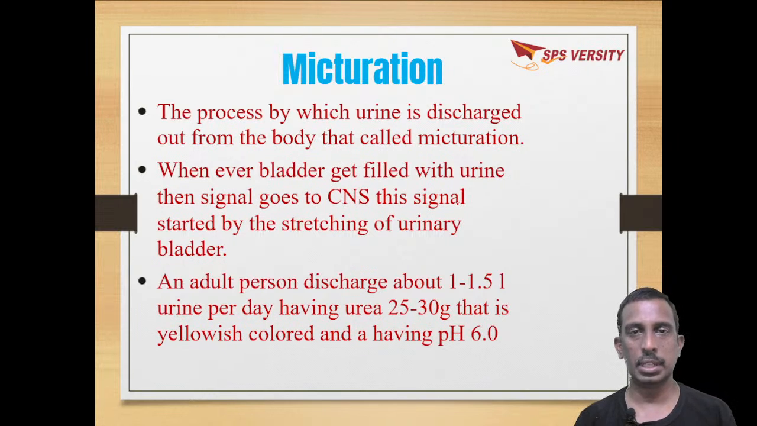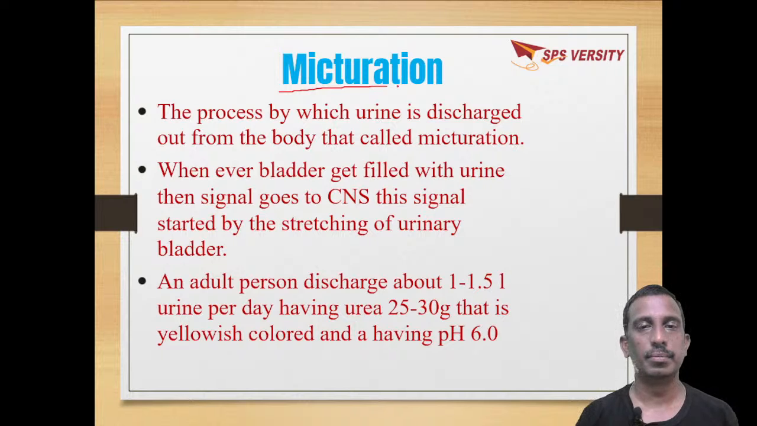So till now we have discussed the reabsorption and secretion mechanisms which happen in the nephron, and we discussed the counter current mechanism which is specific to the vasa recta and loop of Henle. Now we are going to discuss micturition. What is micturition? The process by which urine is discharged from the body is called micturition. Through the urinary bladder, the urine is sent out through the urethra.